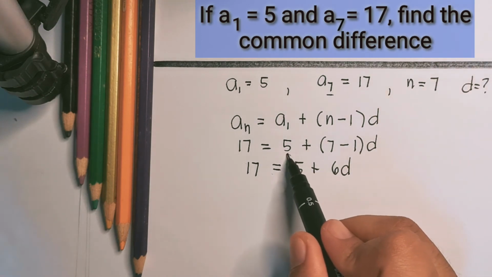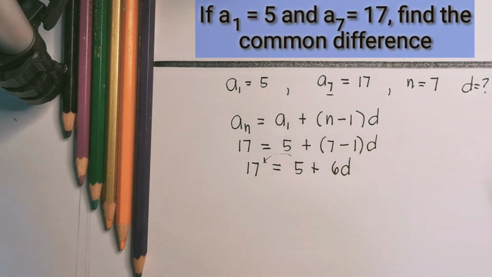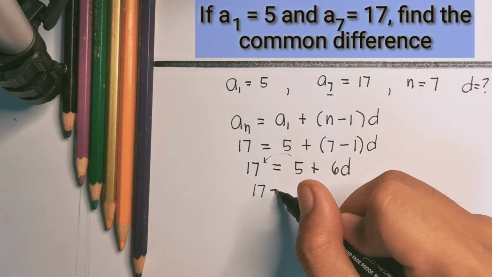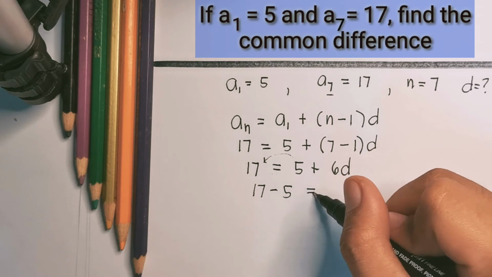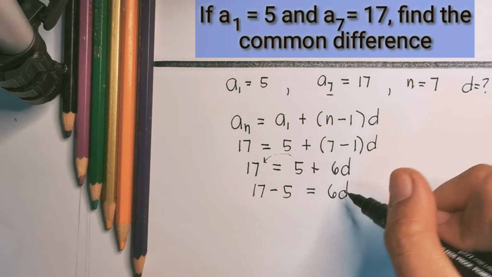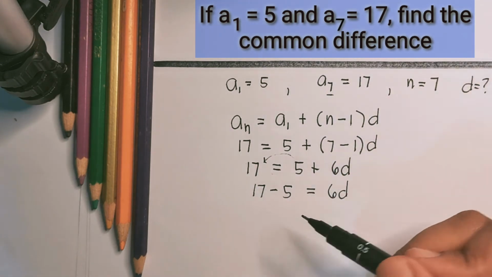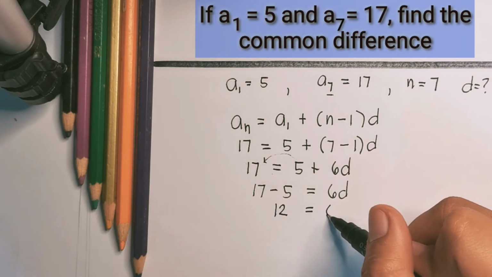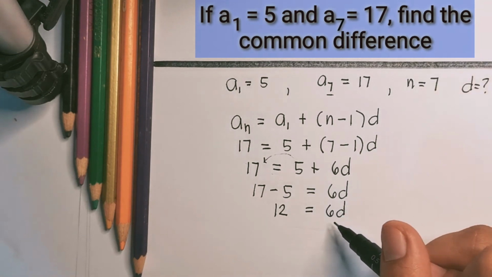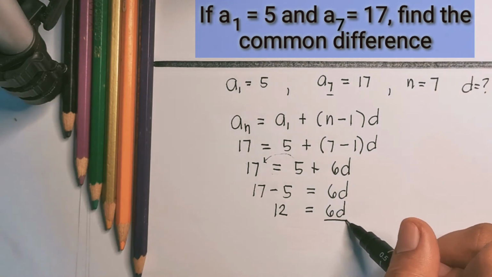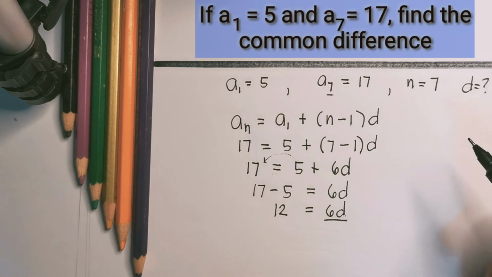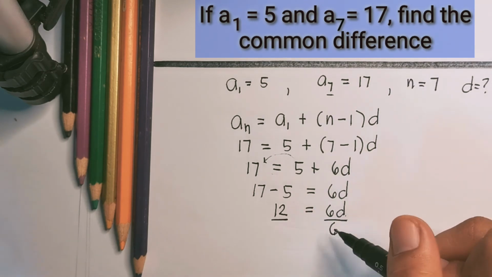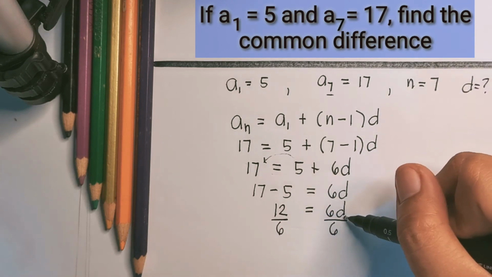Ngayon, ilipat natin ang 5 sa kabila. So, that will become 17 minus 5 equals 6d. At 17 minus 5 equal yan sa 12 equals 6d. Since merong numerical coefficient ang d na 6, we're going to divide both sides of the equation by 6, or the numerical coefficient of d, para ang matira lang ay d.